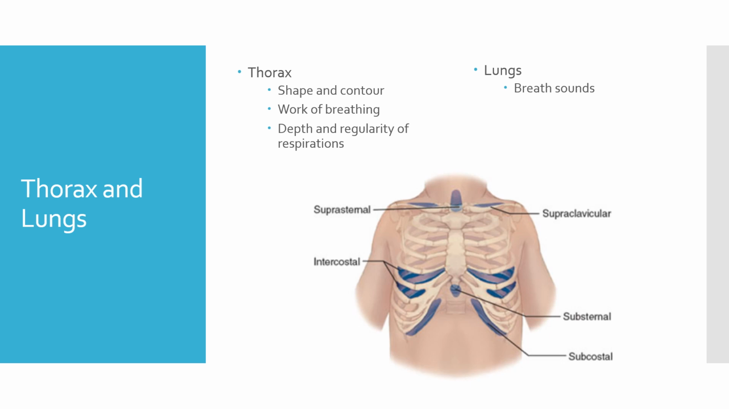And this diagram here shows where you may see those retractions. So just be aware, subcostal is right below that rib cage. Substernal is below the sternum. Intercostal is going to be between those ribs. Suprasternal is above the sternum, and supraclavicular is right above that clavicle. So you would want to document, are they having retractions? Where are they having retractions? And is it mild, moderate, or severe retractions?